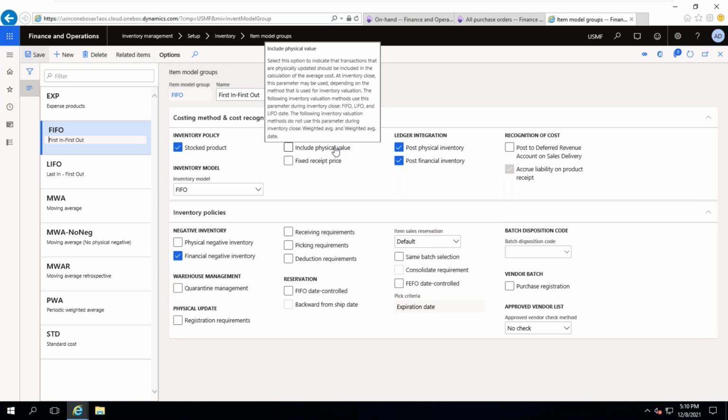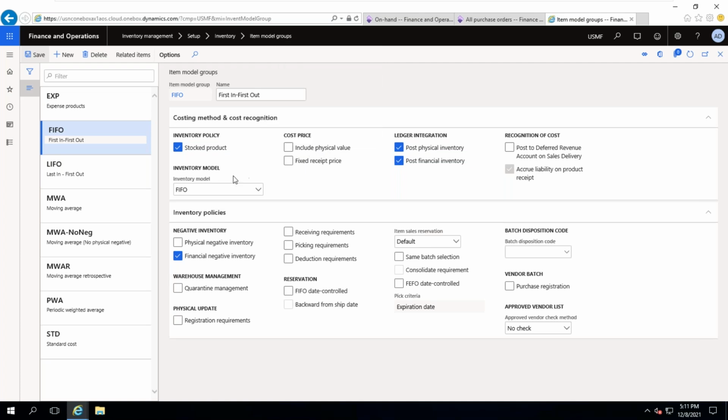Can you try to read this message? Select this option, include the transactions that are physically updated in the calculation of the average cost. In the inventory close, this parameter may be used depending upon the method used in the inventory valuation. The following inventory valuation methods use this parameter during inventory closing: FIFO, LIFO, and LIFO date. The following methods do not use this parameter: weighted average and weighted average date. For weighted average and weighted average date, it will not work. Only for FIFO, LIFO, LIFO date. If you want, you can use this checkbox.